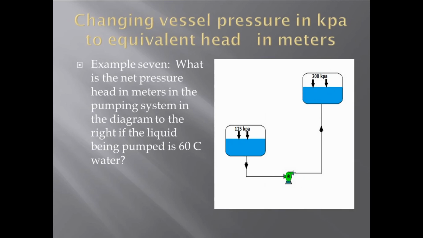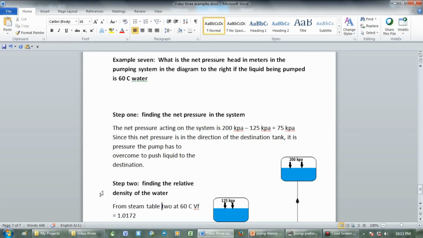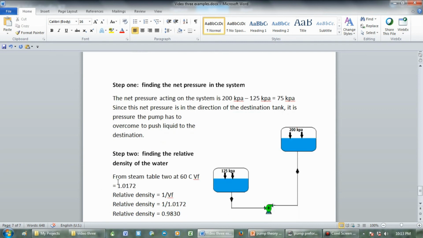Example 7. What is the net pressure head in meters in the pumping system in the diagram if the liquid being pumped is water at 60 degrees C?